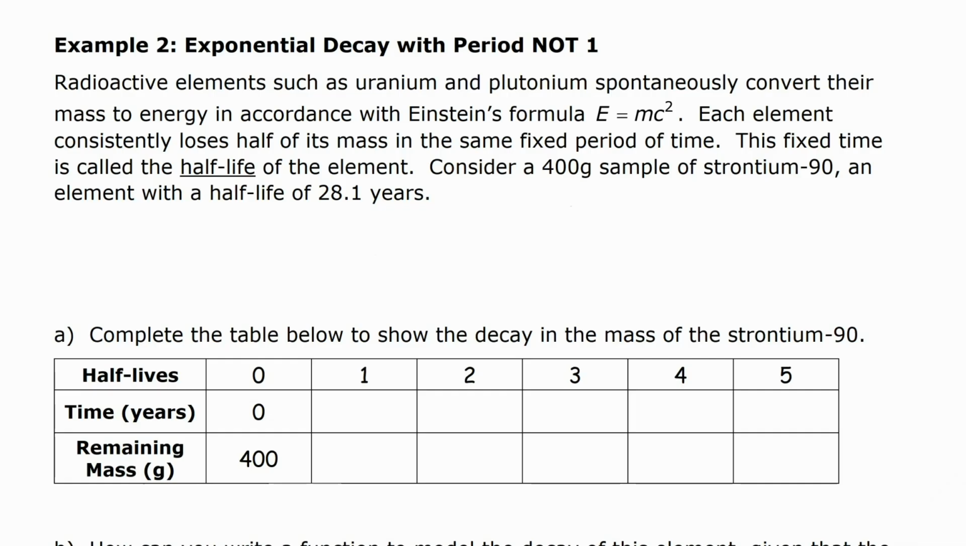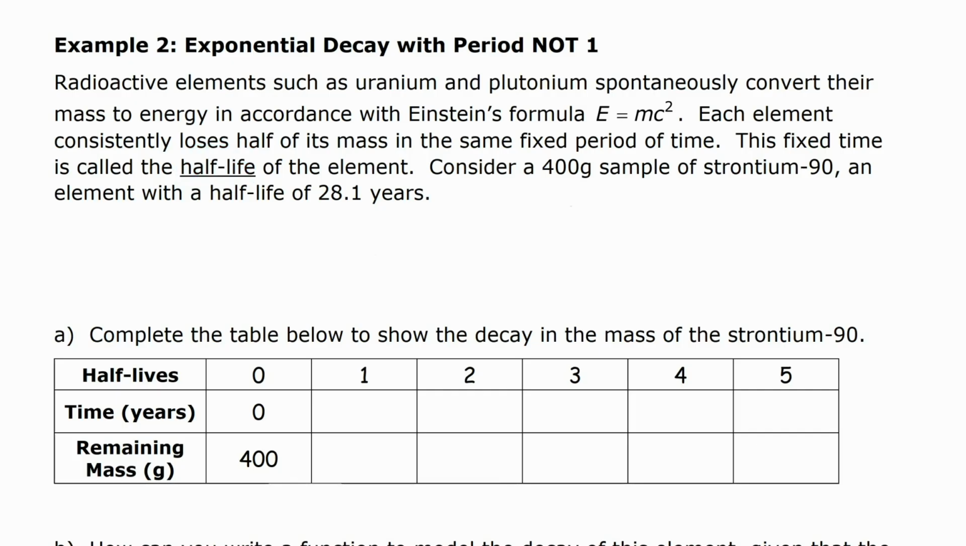The situation in our second example is a common application of exponential functions where the period is something other than 1, and that is decay of radioactive elements like uranium or plutonium. They spontaneously change their mass to energy and consequently lose some of the mass in a fixed period of time. The fixed period of time that they lose half of their mass is called the half-life of the element.